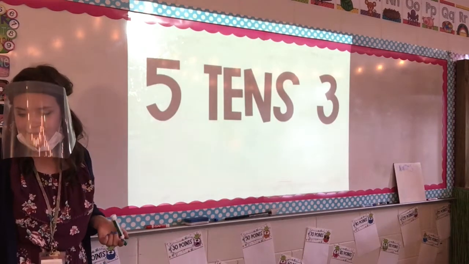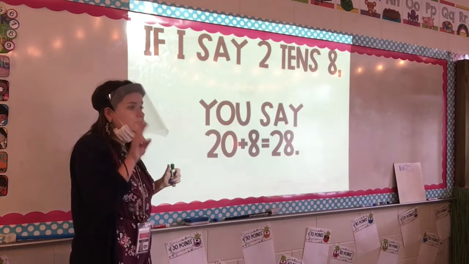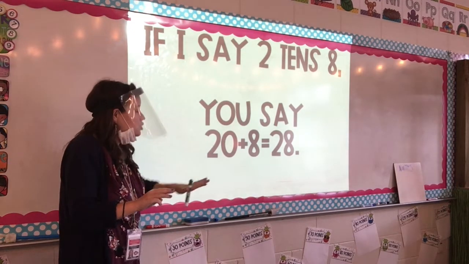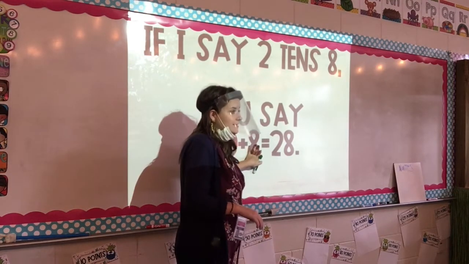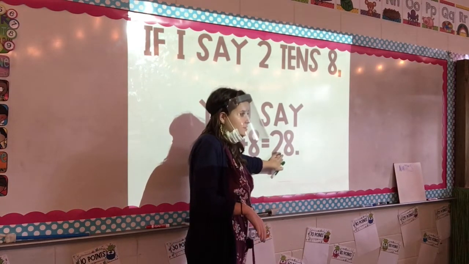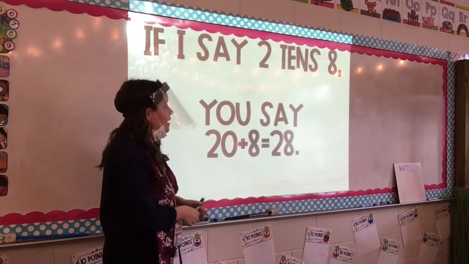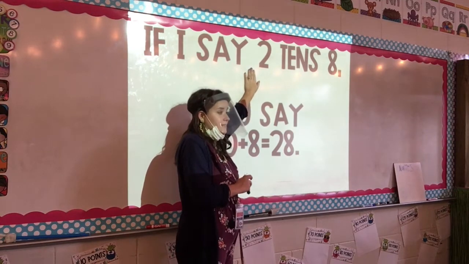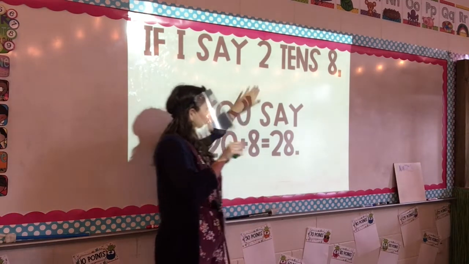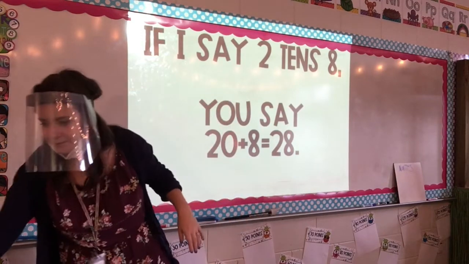All right, so let's try it this way. If I say 2, 10, 8, you say 20 plus 8 is 28. Okay? We're just getting used to doing the say 10 way. 2 tens is the same as 20. 2 tens, 20 plus 8 is 28.